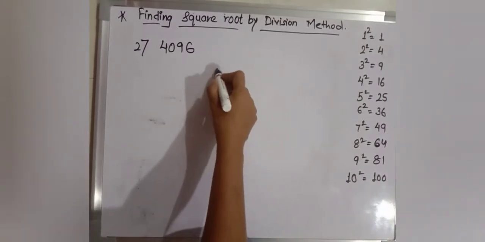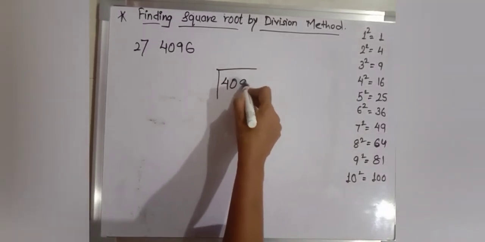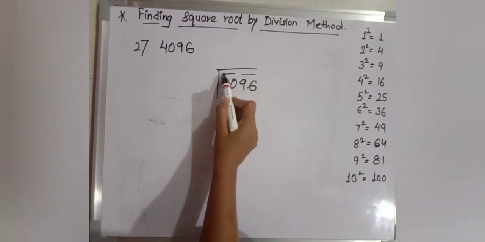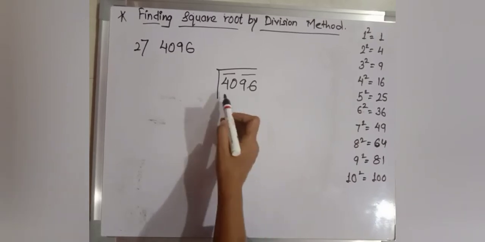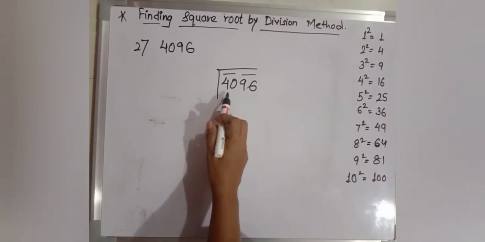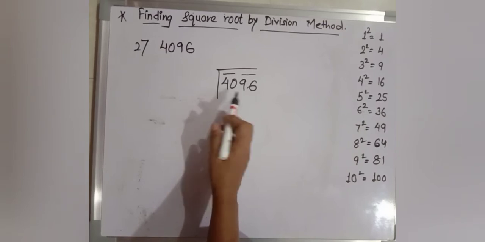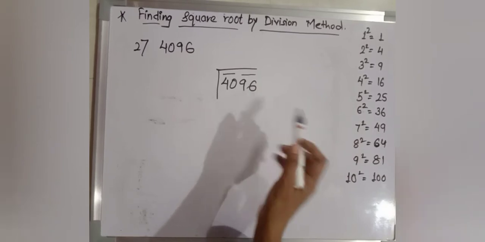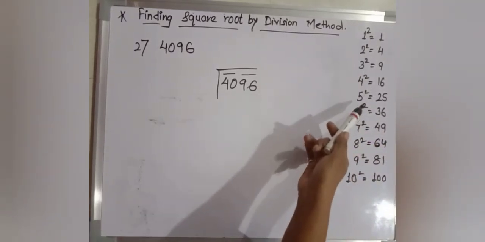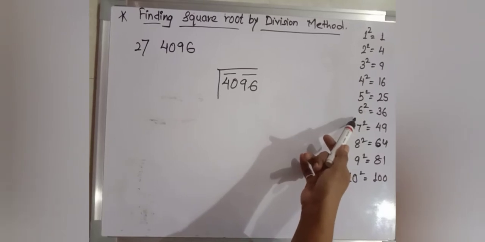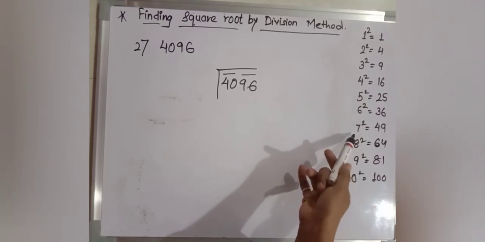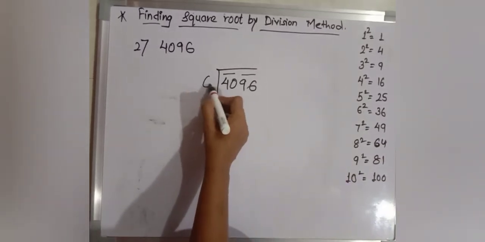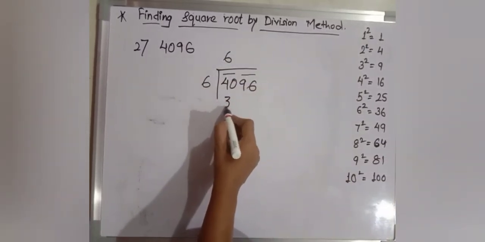4096. So again we will take 4096 and make the pair starting from the unit place like this. So we have the pair. Now we have to find the number whose square is equal to 40 or less than 40. So we'll find out, starting from 5: 5 fives are 25, 6 sixes are 36 and 7 sevens are 49. As 49 is greater, we'll go with 36, that is 6 into 6 is 36.